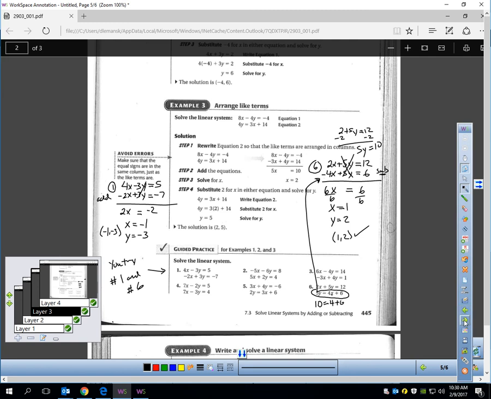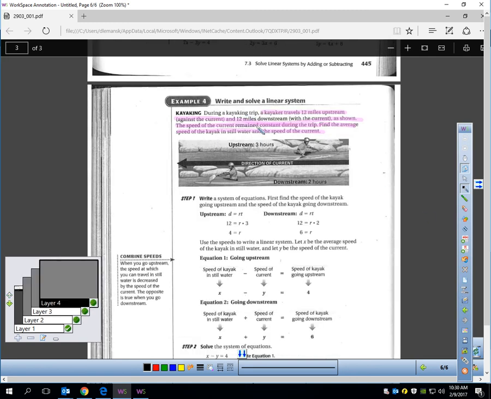Okay? Word problems. You have not come up with this situation in a word problem yet, so I wanted to cover it in the video. During a kayaking trip, a kayaker travels 12 miles upstream. Now, upstream means you're going against the current. And then they turn around and they travel downstream. Now they're going with the current.